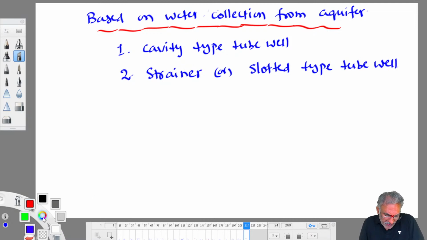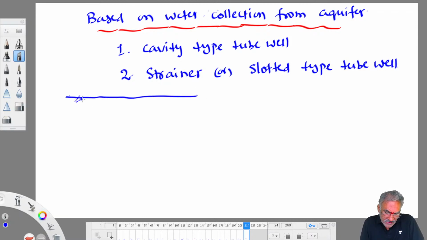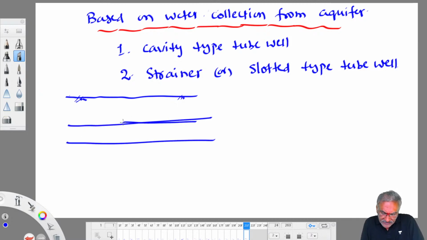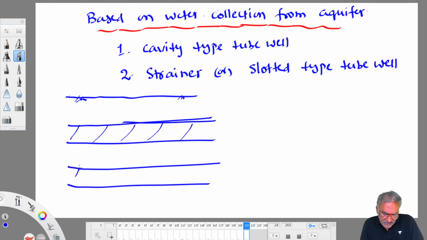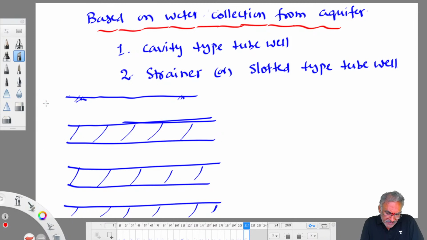Cavity type tube well collects water from the aquifer which is lying deep inside the ground, only from one aquifer, by making a cavity at its bottom. Suppose assume this is the ground, which contains alternate layers of pervious and impervious strata. This is impervious strata, again pervious strata, again impervious strata. Assume the ground is like this. So top is pervious strata, again impervious, again pervious, again impervious, again pervious, again impervious.